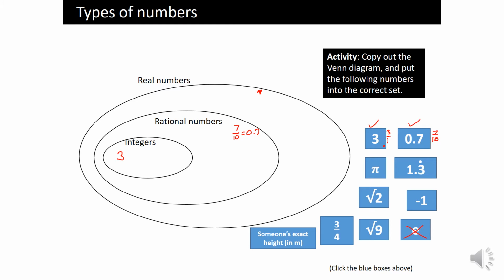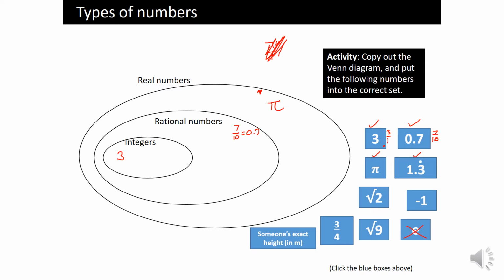So pi, briefly mentioned this in the previous slide. This is a real number, but it's not a rational number because we can't write it as a fraction. So you could write pi over 1, but because pi isn't a whole number, this isn't an integer fraction, so it wouldn't be a rational number.